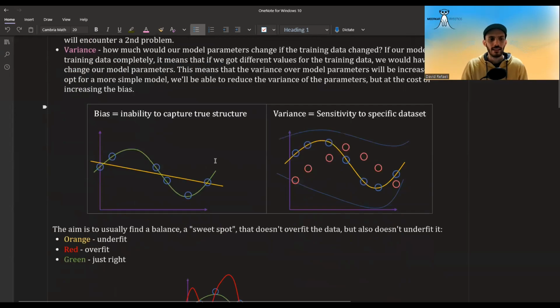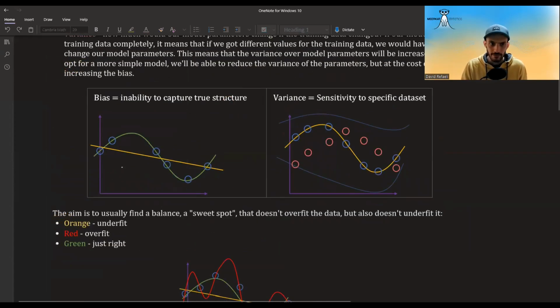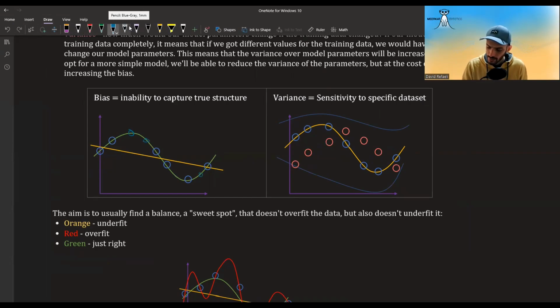Let me state again what bias and variance are. Suppose we have data represented by these blue circles, and suppose that the true underlying structure is this green curve over here. If our model is too simple, not complex enough, for example if we are just using a linear regression, fitting a straight line, then obviously it cannot fit this data. Suppose we also have another point here and here, and maybe there's also some noise, some points here, but it's quite obvious that a straight line does not fit this data. This means that we have a high bias. We are unable to capture the true structure.